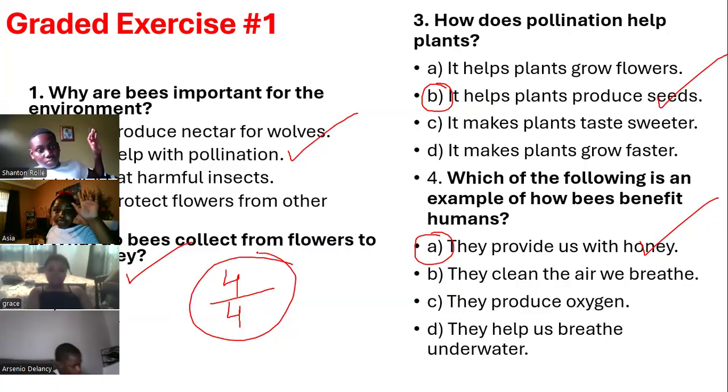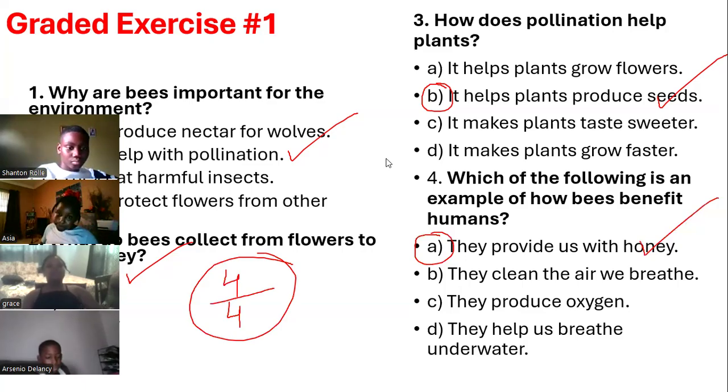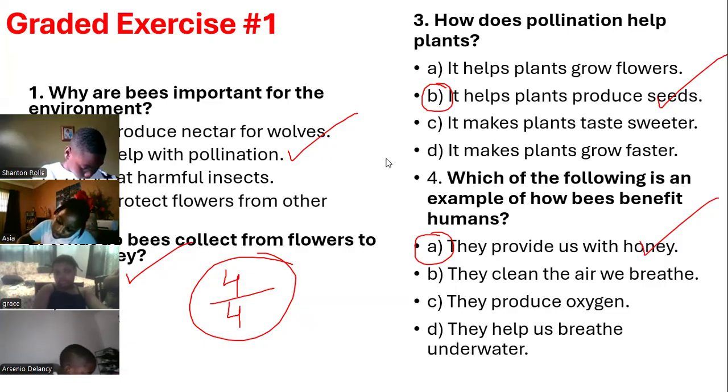One wrong. Okay. All right, let's go to the next exercise, the graded exercise. The extended exercise. Number five. What is one product that bees make besides honey? Beeswax. Very good. Beeswax. Number six. What is the possible consequence of the decline in bee population?